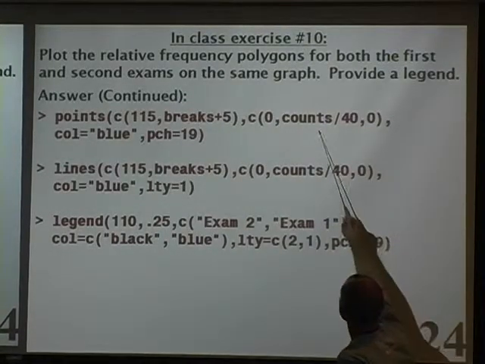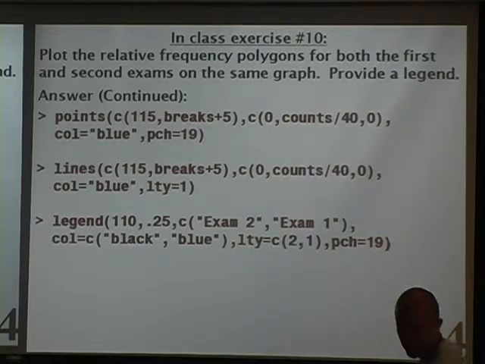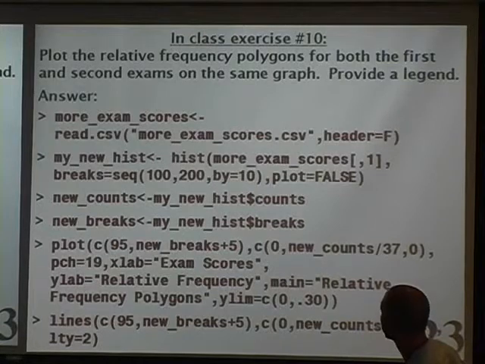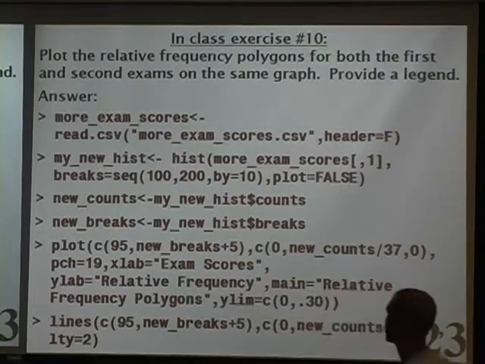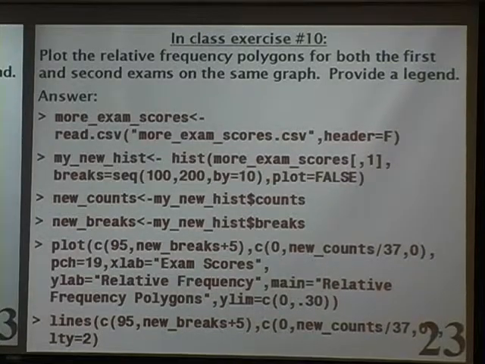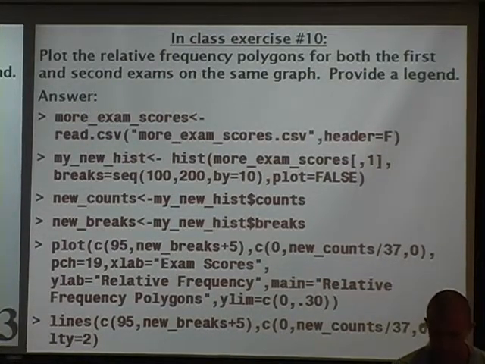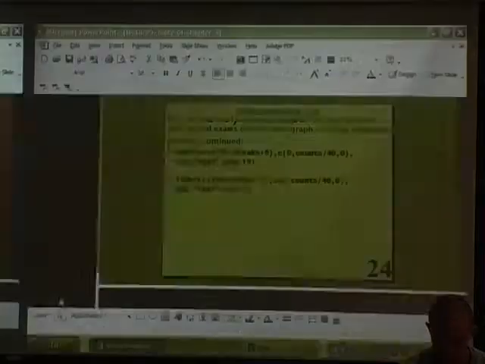Notice in each of these, here I took the counts divided by 40, and the previous one I took the counts divided by 37, because I'm trying to make this a relative frequency and not frequency. I want to scale these things to be on 0, 1 to make it a fair comparison, because one exam had 37 people taking it, the other one had 40 people taking it.